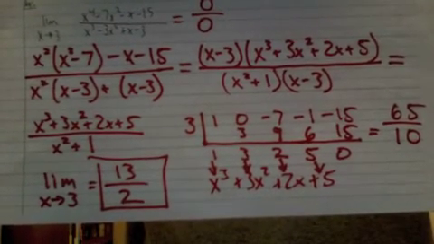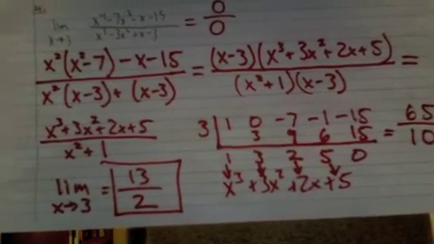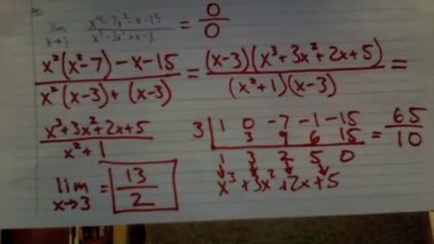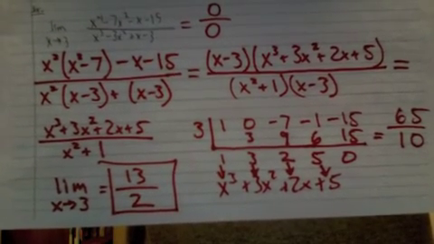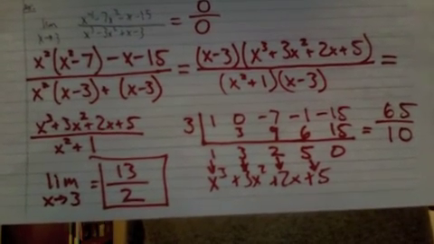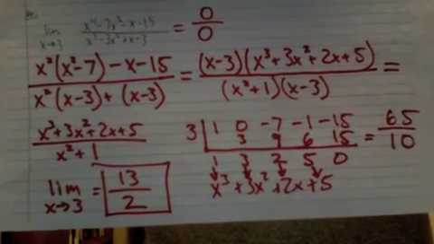You get the 1, the 3, the 2, the 5, and the 0. So it goes in evenly because we have that 0 on the end. So that's all going to come out to x cubed plus 3x squared plus 2x plus 5. So basically what we just did there was prove that x minus 3 times that whole equation equals the x to the 4th minus 7x squared minus x minus 15.